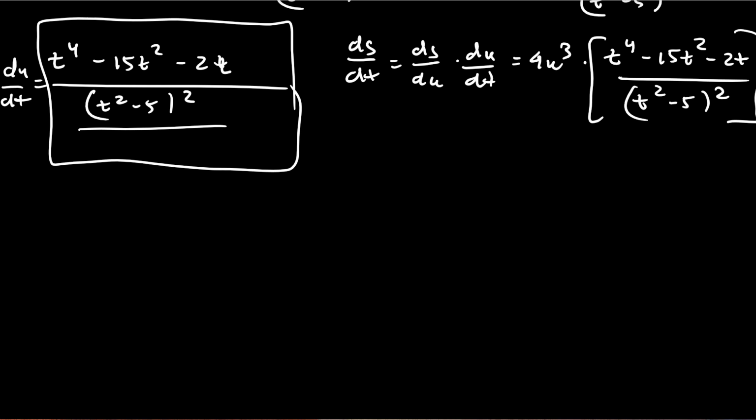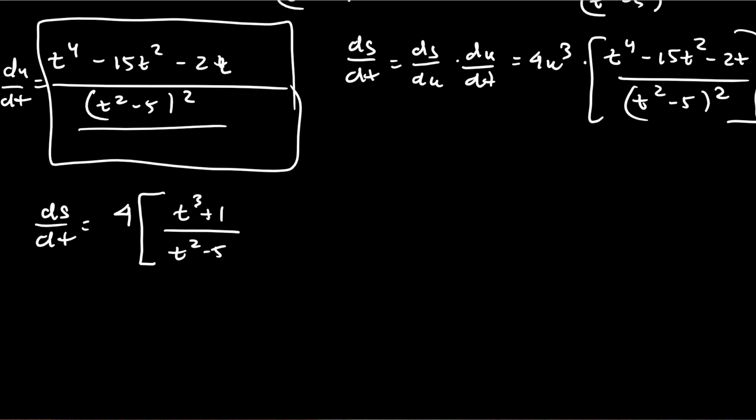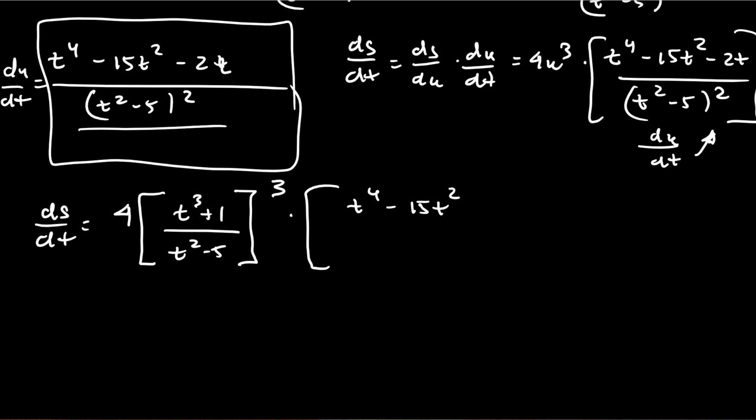So continuing, we have ds by dt is going to be 4u cubed. However, we're going to replace the u by what we had substituted, right? We had (t cubed plus 1) over (t squared minus 5). That's u, all cubed, and multiplied by du by dt, which is all this. So that's t to the 4th minus 15t squared minus 2t all over (t squared minus 5) all squared.